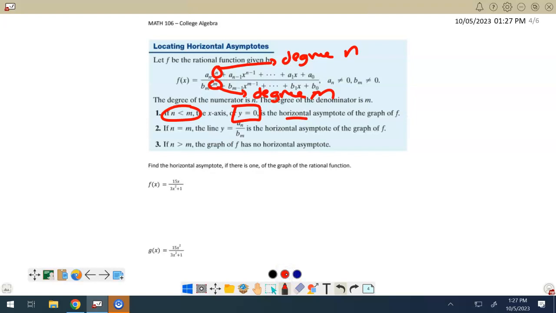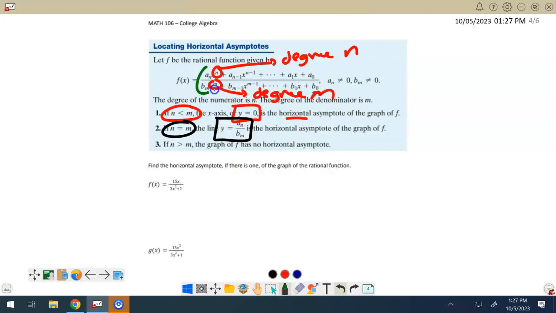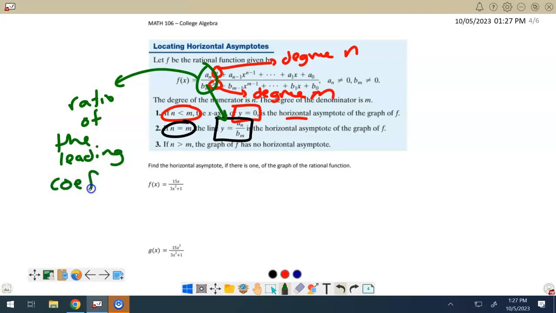If the degrees are the same, if they're equal to each other, then the horizontal asymptote is at y equals a sub n over b sub m, which sounds like a complicated formula, but it's really not. It's just a ratio of the leading coefficients. So we take a ratio of the leading coefficients from the polynomials in the numerator and the denominator, and that becomes the horizontal asymptote. That's only if the degrees are equal.